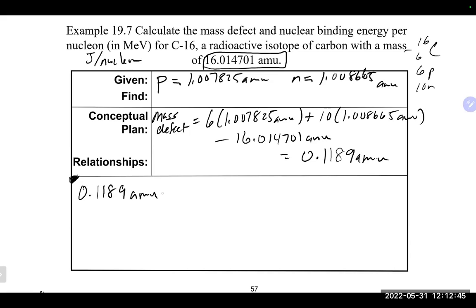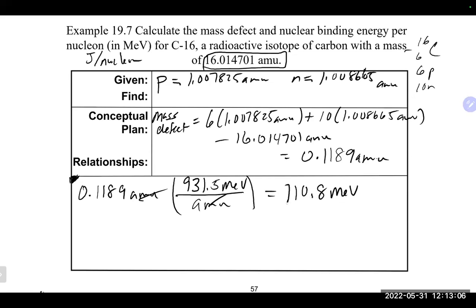0.1189 AMU, again using that in AMU, taking that times 931.5 mega electron volts is going to give us, we'll call it, 110.8 mega electron volts. Since we do want it per nucleon, we could actually stop right here and do a little division by the mass number, which is 16 nucleons, our protons and our neutrons, yielding us about 6.922 mega electron volts per nucleon here.